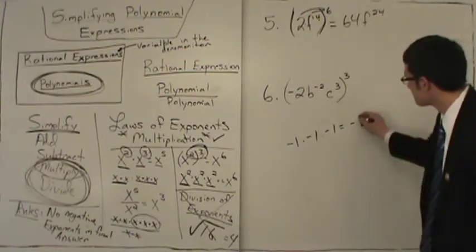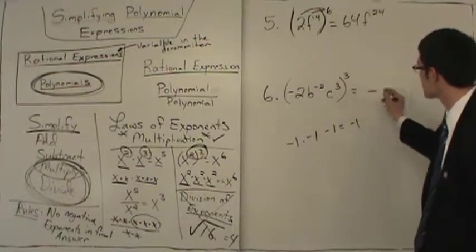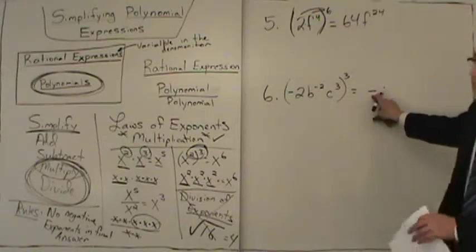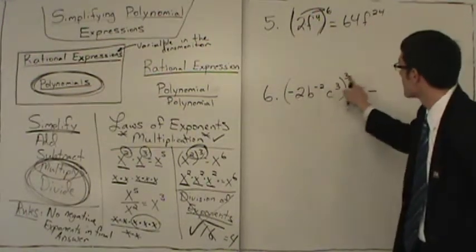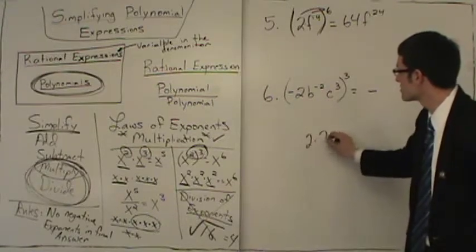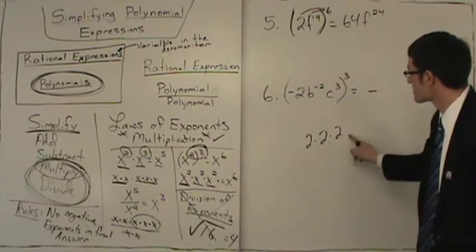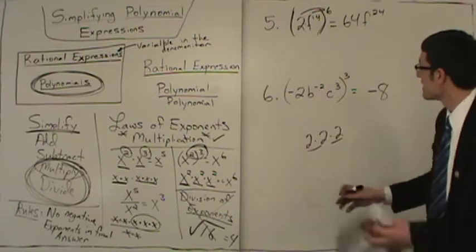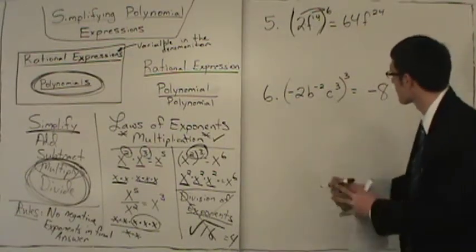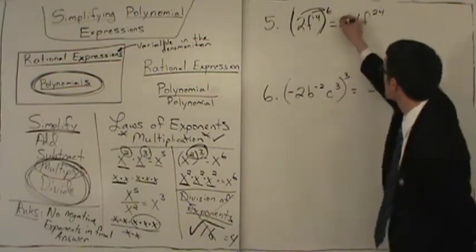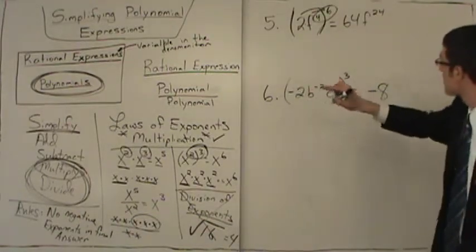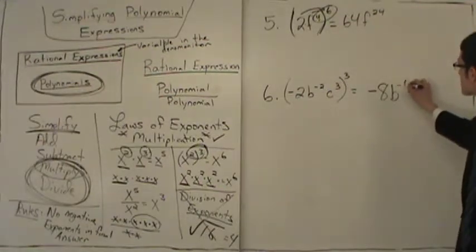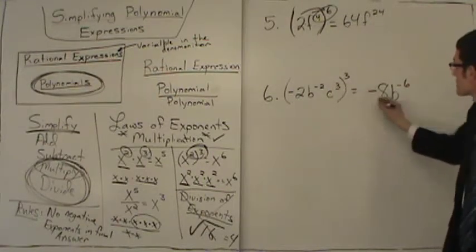Gives negative 1. Okay, so we're going to write this as a negative. Remember, we don't write the 1, we just write a negative representing negative 1. Now, cube the 2. 2 times 2 times 2 is 8, so we get negative 8. Now, cube the b to the negative 2 power. Power of power we multiply. So 3 times negative 2 gives b to the negative 6 power. Now multiply again, 3 times 3 gives c to the 9th power.